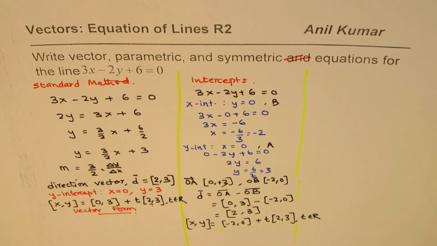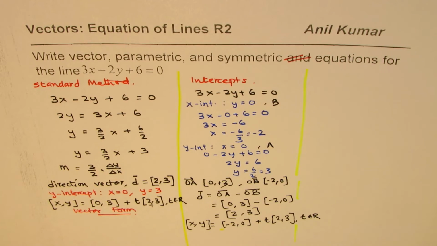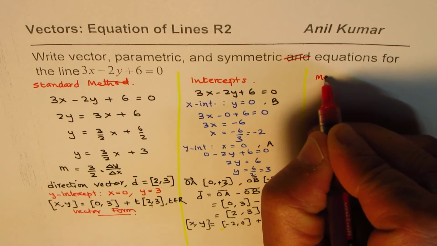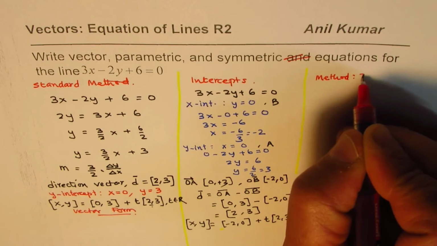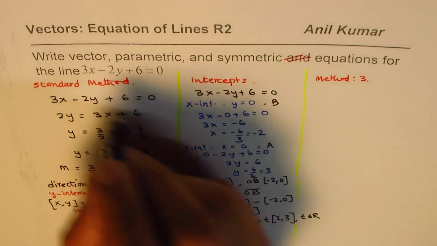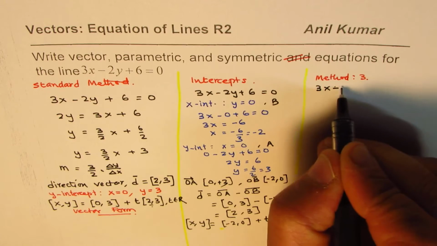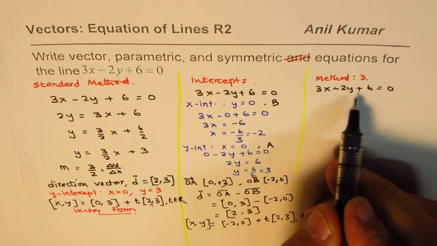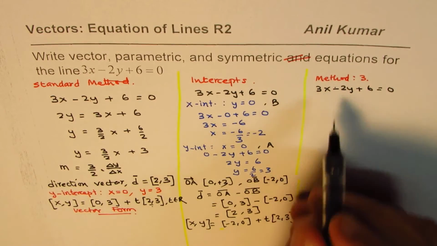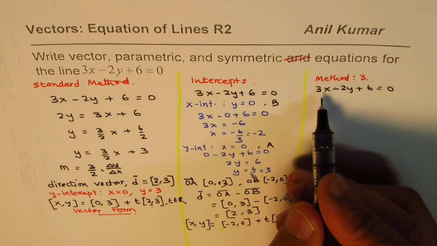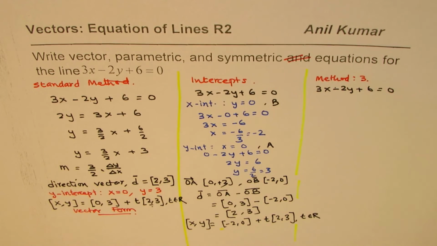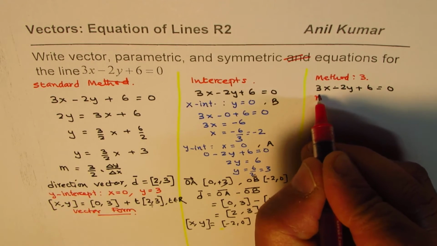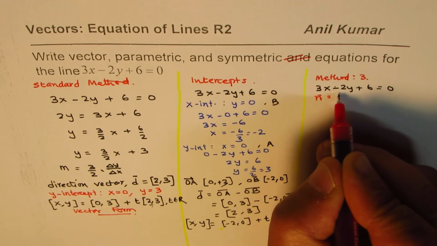Now, here is another alternative to find the equation in vector form. Let me call this method 3. Okay, so I have the equation which is 3x minus 2y plus 6 equals 0. Whenever you're given the equation in symmetric form, we can directly read the normal to the line from here. Let me put this in red. The normal vector here will be (3, -2).